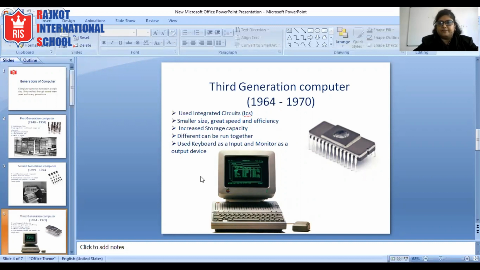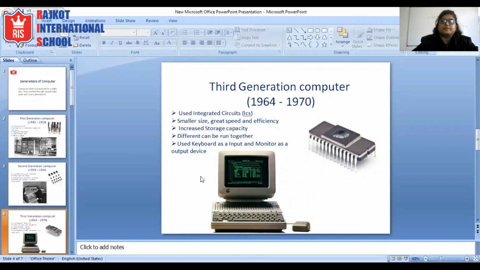Different programs can be run together. It means different programs you can run together. You can work multitask together. They use keyboard as an input device and monitor as an output device. I can make one video of input device and output device so you can come to know what is input device and what is output device.